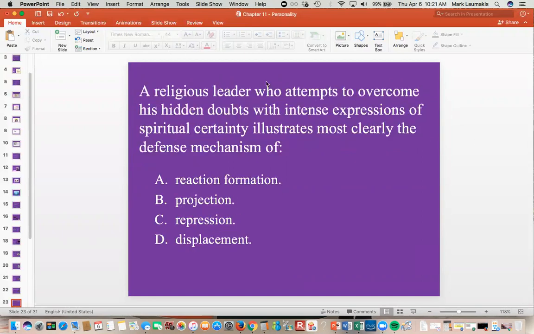How about this one? A religious leader who attempts to overcome his hidden doubts with intense expressions of spiritual certainty is exemplifying which of those?